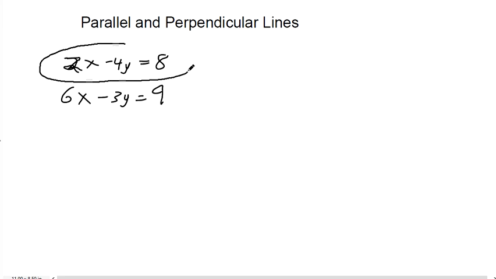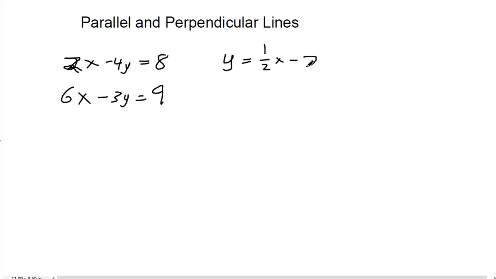But if you do what we've done before, you do the algebra work to get y by itself. This equation you should get y is, let's see, 1/2 x minus 2. Let me just double check that. Subtract 2x. Yeah, and then this equation, if you do the work to get y by itself, you subtract that 6x from both sides, then you divide everything by -3, you're going to get 2x subtracted by 3.